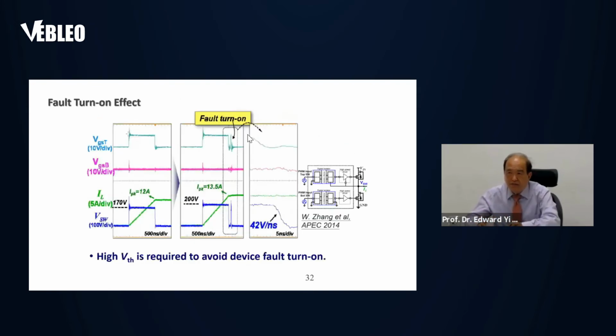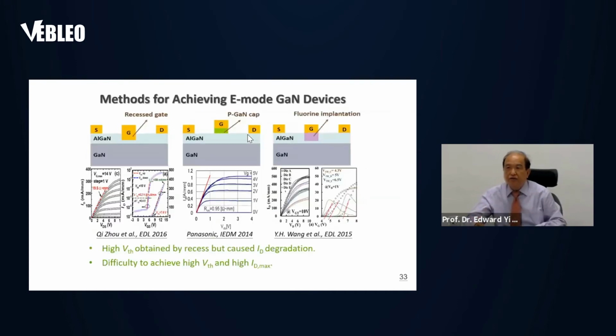Okay, that's the most important thing. And this gives you the false turn on if your VTH is not high enough. If you have a false signal, the module will turn on, then the car will start running. So that's what we want to avoid. So we have to have a high VTH to ensure the car will not turn on with the false signals. Okay, and to do that, there's quite a huge approach. For example, you can use a recess gate, you can use P-GaN, you can use fluorine implantation. That's what people are using.